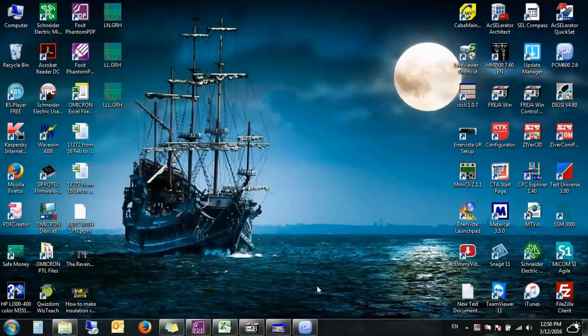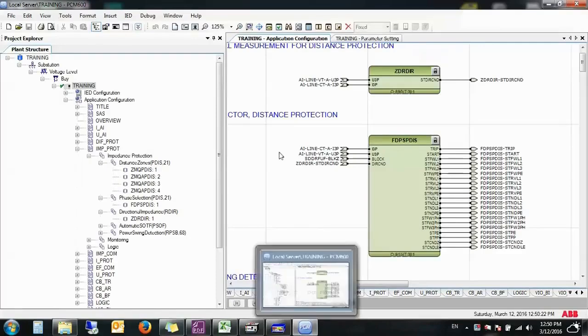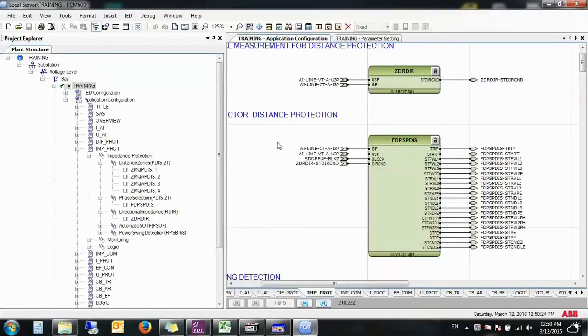Now we will talk about the second protection function we have, which is distance protection. The first thing I will do is open the application configuration. Here, we will discuss all the blocks related to distance that allow me to work with distance, reach, and timing. The first block I have is the directional impedance block.